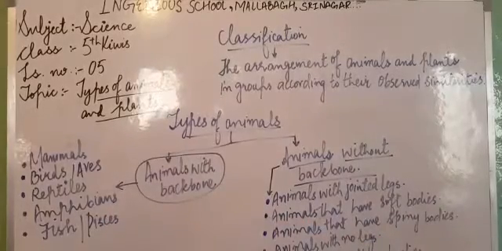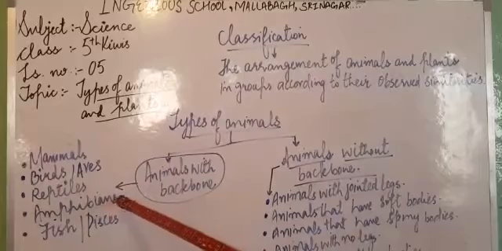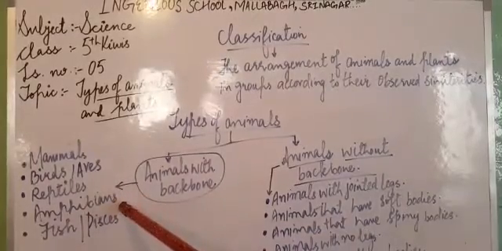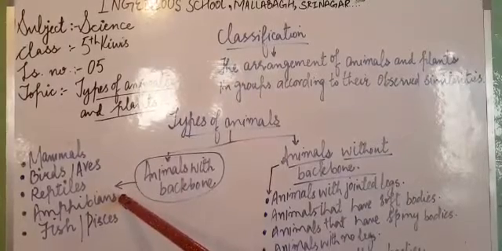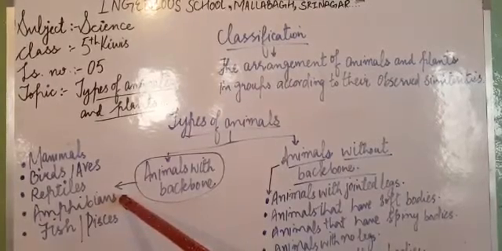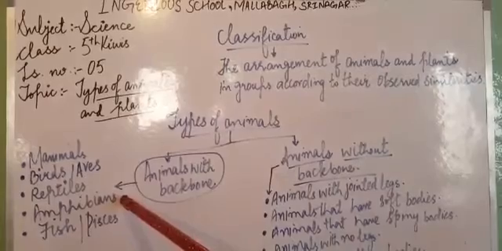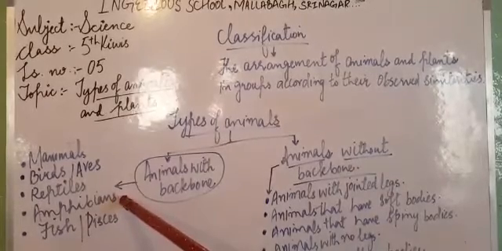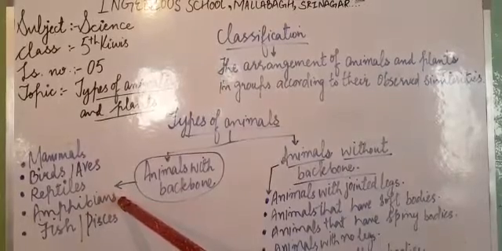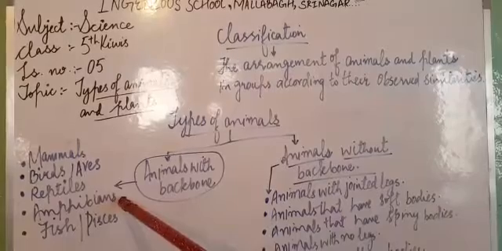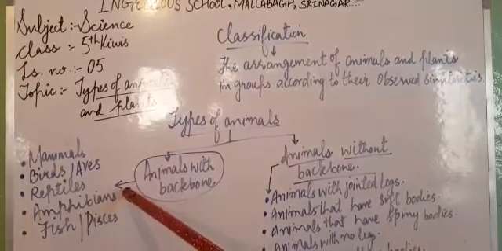Amphibians are the animals which can live both on land and in water. Most amphibians, when they are small, live in water, and they have gills to breathe in water and a tail which helps them to swim. As they grow up, they develop legs, and they also develop lungs which help them to survive on land.